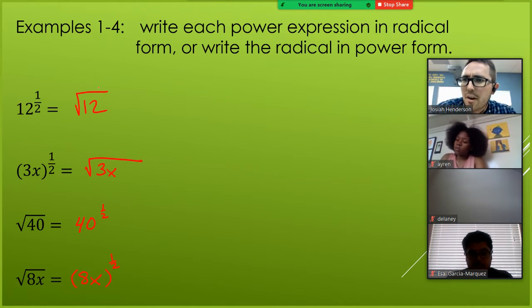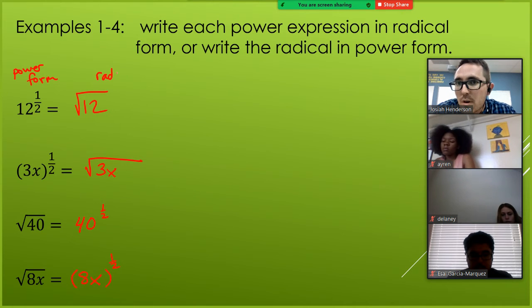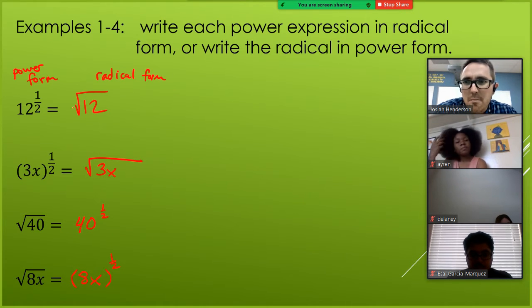And I probably should have done this on the last slide. I'm just going to label my 12 example on top. This is power form because it has an exponent, a power. And then on the right, we've got the square root of 12, and this is called radical form, because the square root box, another name for that, is the radical. Okay.